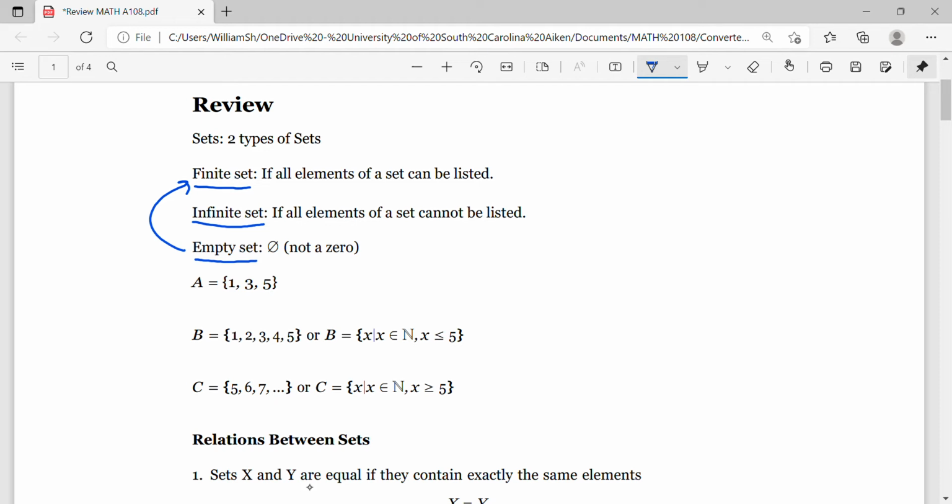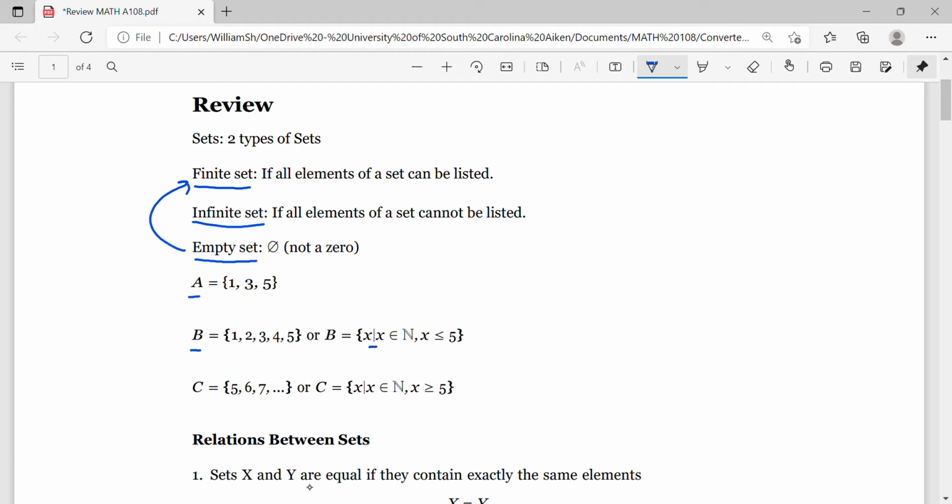Now let's look at three distinct sets we have down here. We've got A, which is equal to {1, 3, 5}. So A is the set 1, 3, 5. Now B is the set 1, 2, 3, 4, and 5. Or B could be written as {x | x ∈ ℕ and x ≤ 5}. Now I'm going to help you with some of these symbols here.